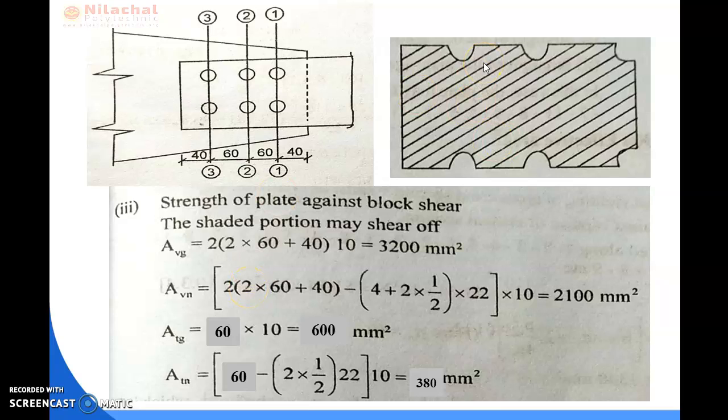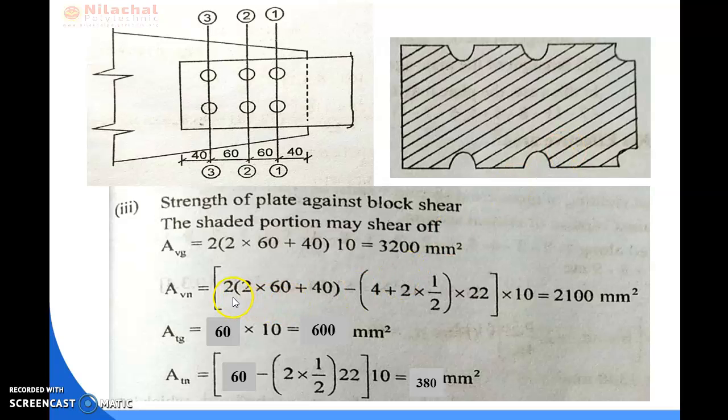So here you see along the V line, that means the horizontal line of the block shear portion, is given by 1, 2, 3, 4 and here half and here half. So total 5 numbers of bolt holes are there. So we have to deduct this bolt hole area portion from the total width of the block shear portion along the V line, that means along the horizontal line.